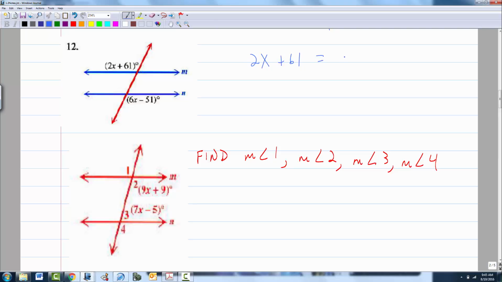Alternate exterior angles are congruent. All right, now this one, fine. I'll go ahead and subtract the 6x from both sides. Boom. Subtract 61.